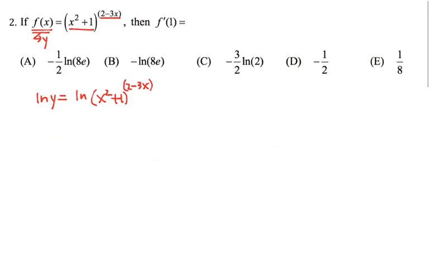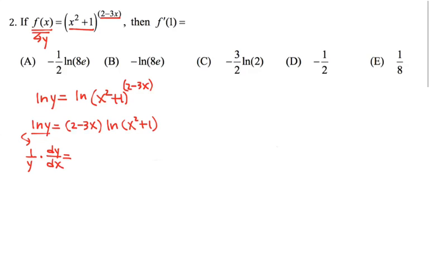Now, once again, by using the properties of logarithm, we can rewrite this one as ln of y is equal to 2 minus 3x times ln of x squared plus 1. Now we are ready to take the derivative. In one way, we are doing implicit differentiation here. And here what do we end up getting? The derivative of ln of y becomes 1 over y, but by the chain rule, or implicit differentiation, we end up getting dy over dx.